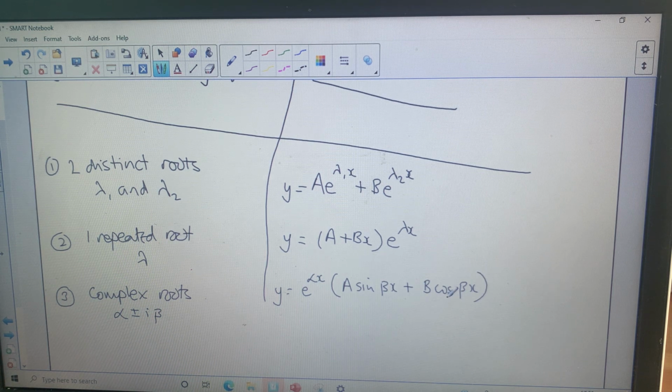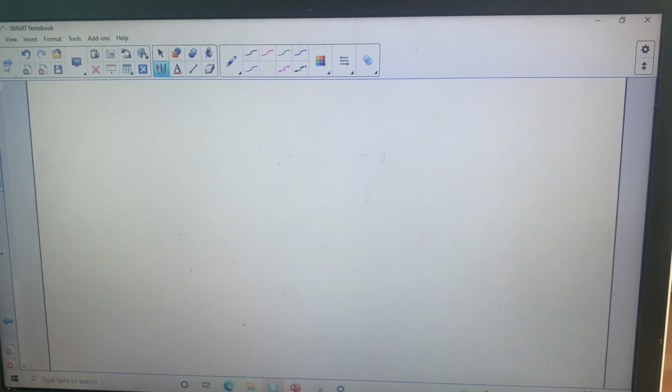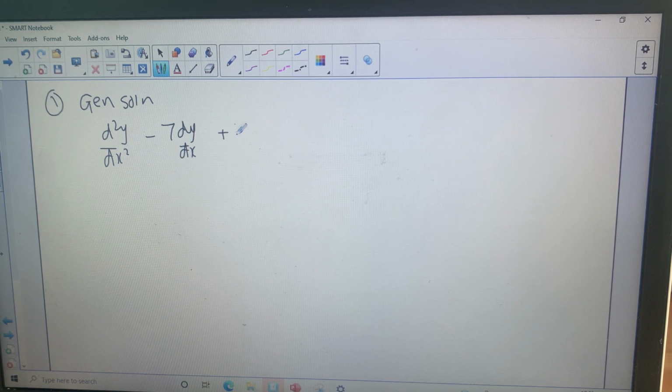They would be learnt, okay? Now you don't have to learn them, you're just going to have them in front of you on a bit of paper. So, moving on, here's example 1. I want the general solution to d2y over dx squared minus 7 dy dx plus 10y equals 0.